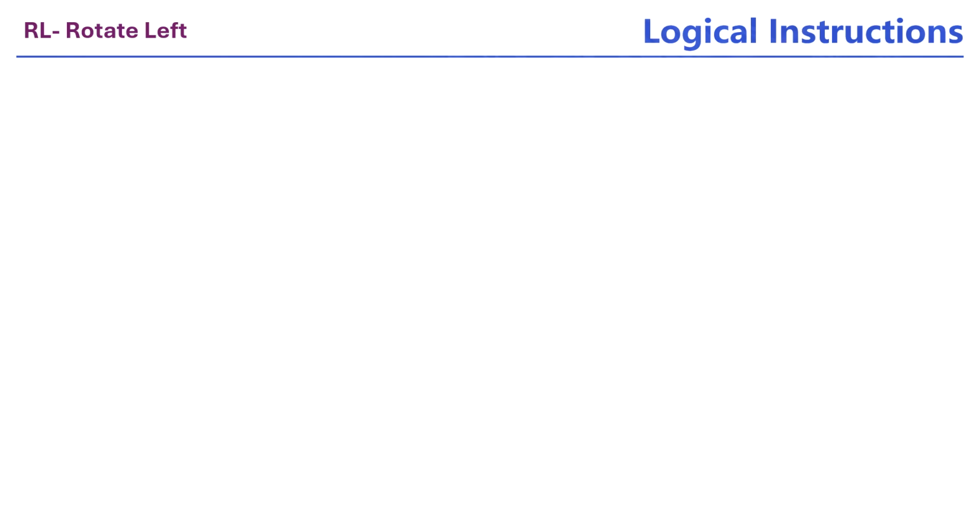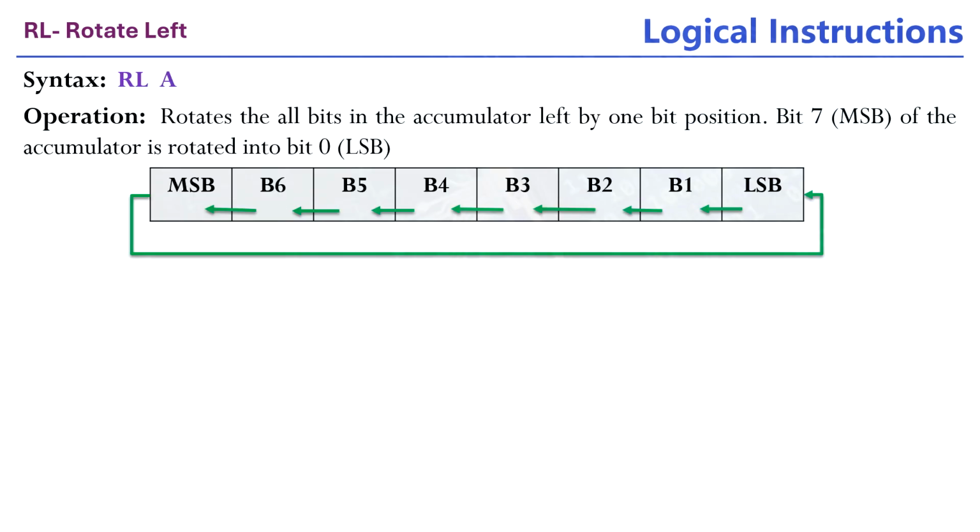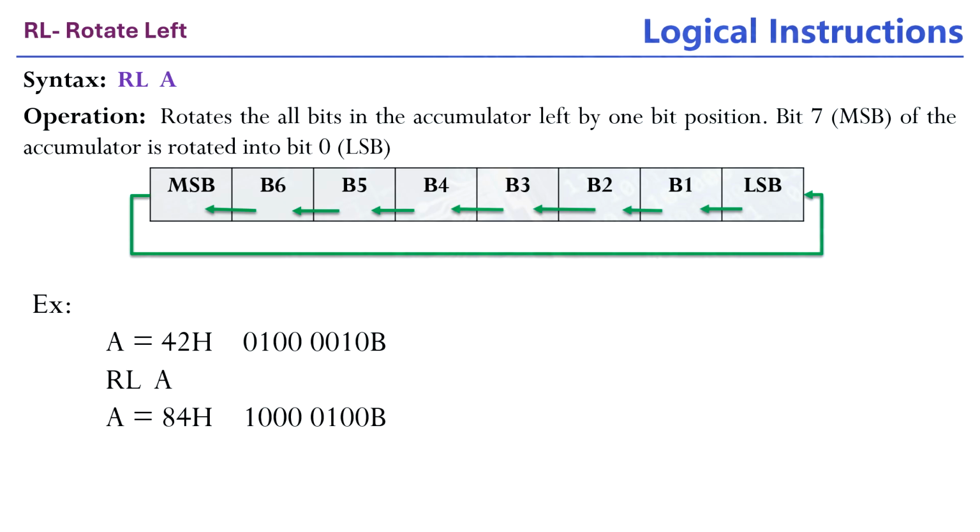Okay, now rotate left. The syntax is given here. You see, this is also a very easy thing. Rotate left. Now from right to left we want to shift, in this way. So this value comes here in place of the LSB. This value comes here, this value comes here, and so on for each bit.